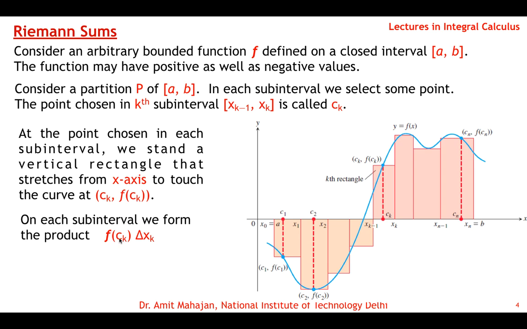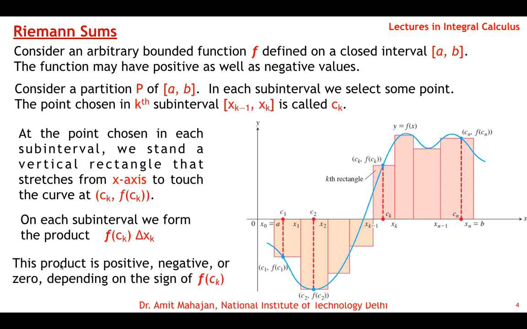so clearly this product f(ck) delta xk can take positive values, it can take negative values, or it can take zero value depending upon the sign of f(ck). Okay, so this product is positive, negative, or zero depending on the sign of f(ck).